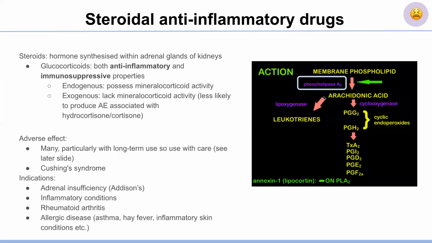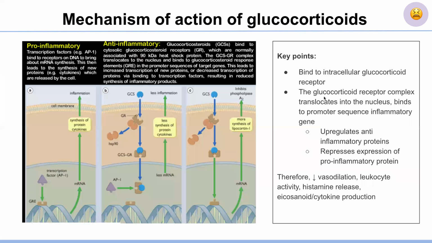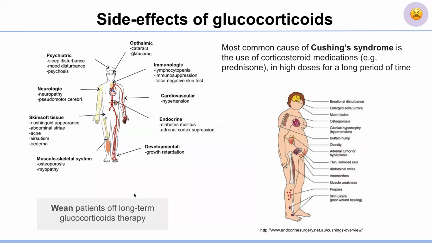They're used in conditions where you have adrenal insufficiency, such as Addison's, and inflammatory conditions such as rheumatoid arthritis and allergic disease. A bit on the mechanism of action: glucocorticosteroids cross the cell membrane and bind to cytosolic receptors. This then causes the receptor ligand complex to translocate into the nucleus, binding to promoter sequences on inflammatory genes to increase anti-inflammatory proteins and decrease pro-inflammatory protein synthesis. Therefore, this decreases vasodilation, leukocyte activity, histamine release, cytokine production, overall decreasing inflammation.